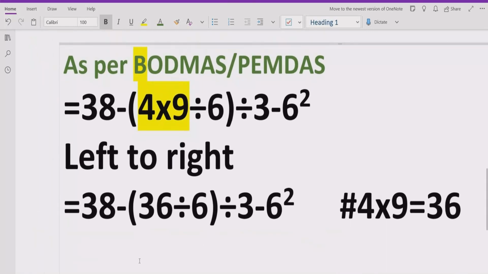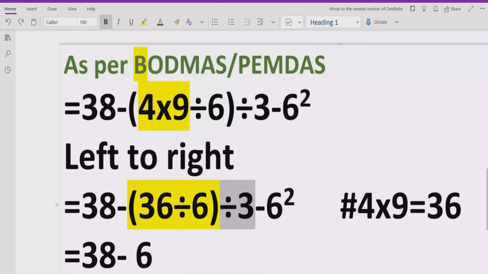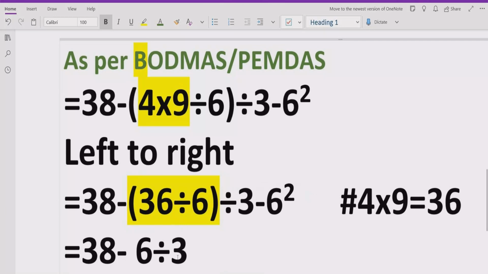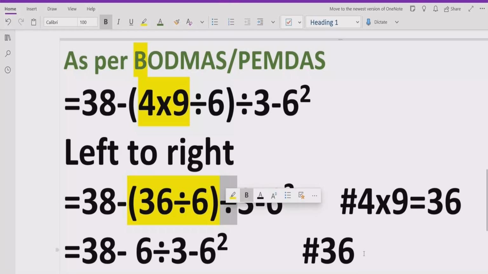Now move forward, we have to solve again this bracket. So we will write 38 minus 36 divided by 6, sorry, divided by 3, minus 6 raised to power 2. We will write as it is. And here we have to give the reference: 36 divided by 6 equals 6.